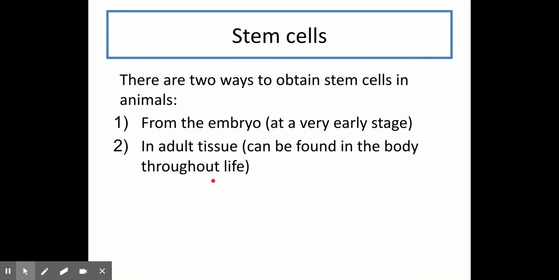The final thing you have to know about stem cells is where to find them or obtain them. So you can either take stem cells from the very early stages of an embryo, so the ball of cells that is formed when an egg and sperm meet, which we'll talk more about in KA1, or stem cells can be found in adult tissue in the body throughout life. So they're the two places that you can obtain stem cells from, so from the very early embryo or in adult tissues throughout life.